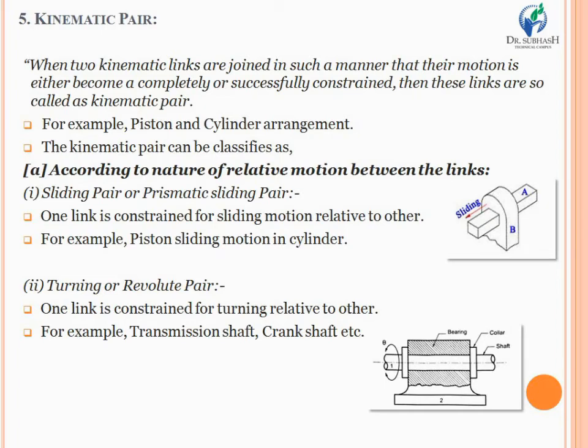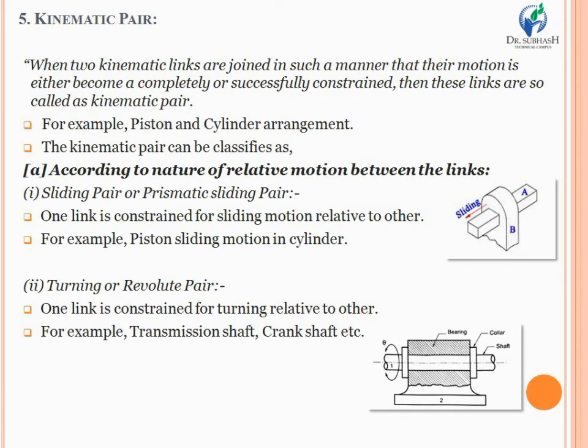Another similar example is the piston and cylinder assembly, because in a piston and cylinder assembly, the piston slides relative to the fixed cylinder. After that there is the turning or revolute pair. When two links are so connected that one link is constrained to turn, or rotate, relative to the other link, they are said to form a turning pair. It is also known as a hinge pair.